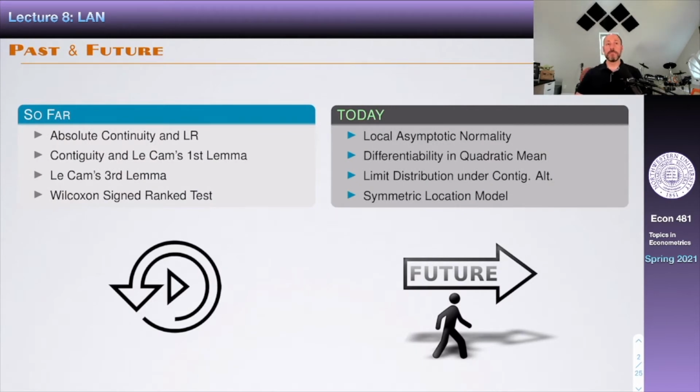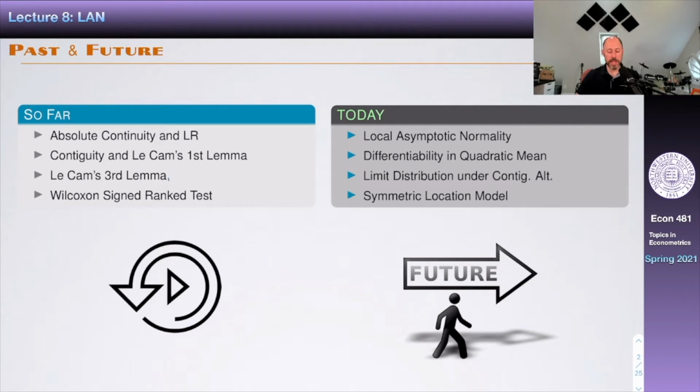As I wrote here, so far we talked about absolute continuity and likelihood ratios. We did that last time. We presented the notion of contiguity, and we presented Le Cam's first lemma. It gave us some way of talking about contiguity. In particular, we saw this specific case in which the log likelihood ratio was asymptotically normal, and we know that in order for the distributions to be contiguous, we needed this relationship between the mean and the variance, namely that negative half of the variance was the mean.